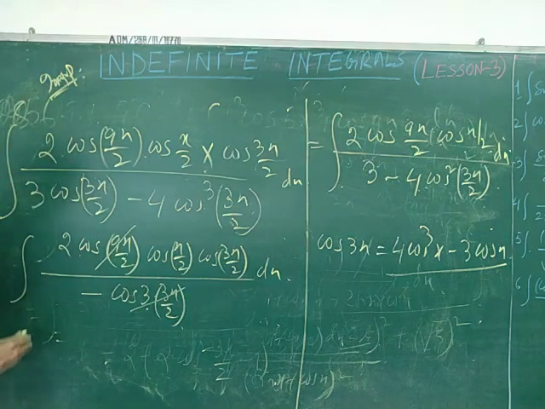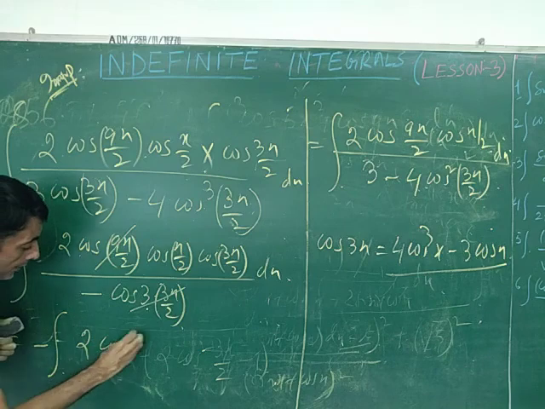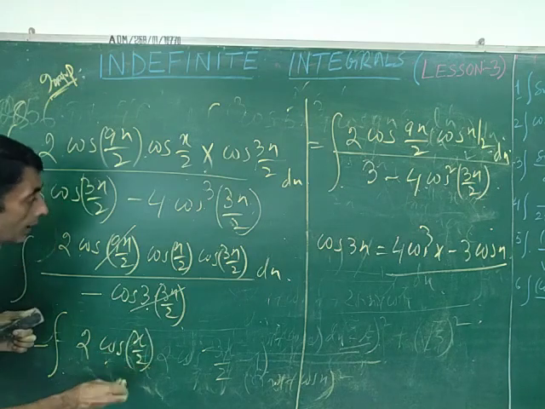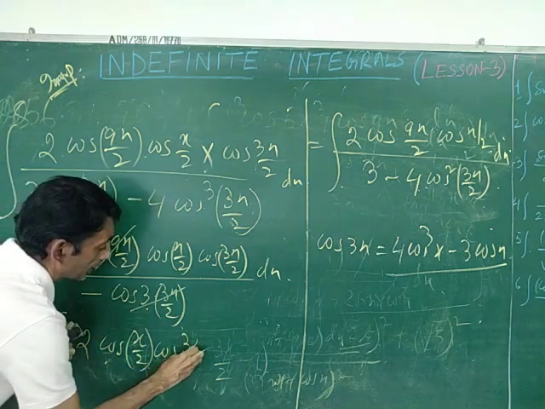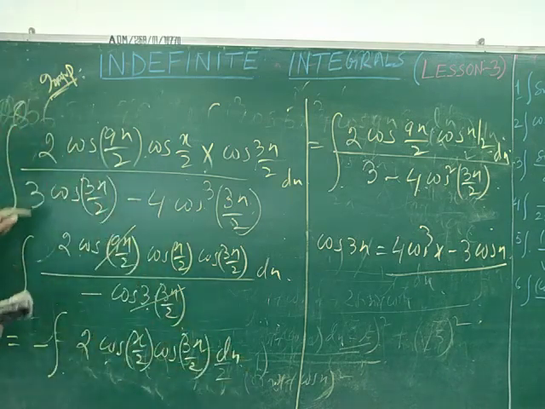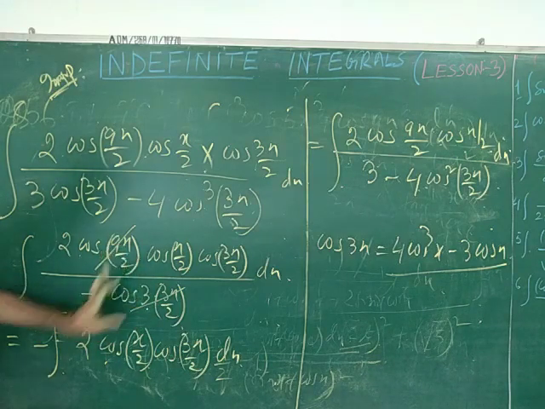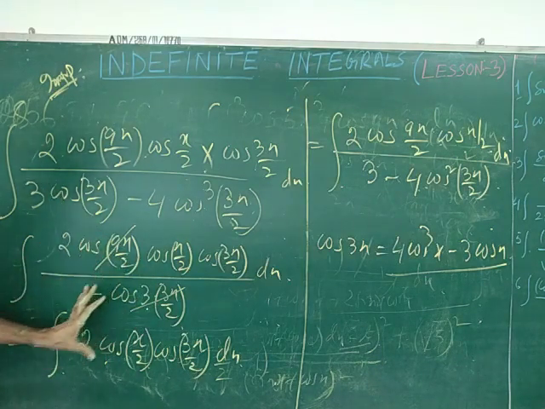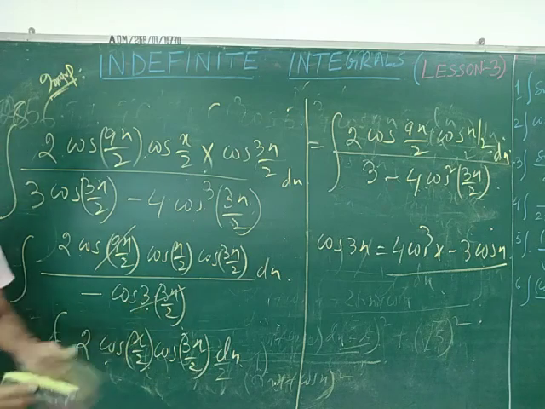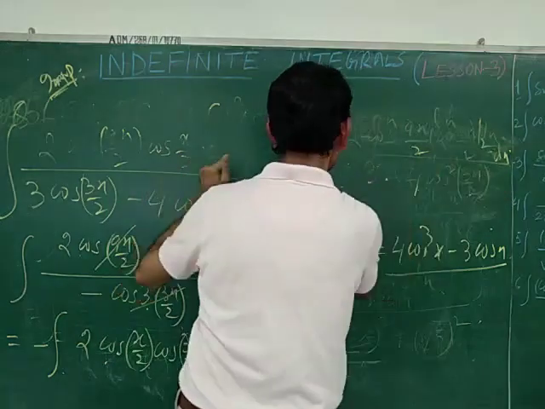Now this cos 9x by 2 and cos 9x by 2 get cancelled out. We take the minus sign out, and what will be left is 2 cos x by 2 cos 3x by 2 dx. This is almost done. The minus you can take out, these two terms cancel out, and we leave it like this, only 2 cos A cos B. So for 2 cos A cos B, we are going to use the formula.